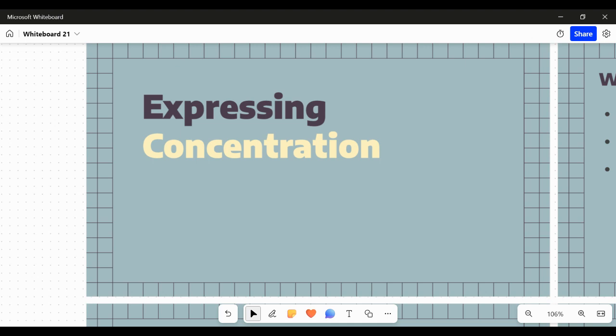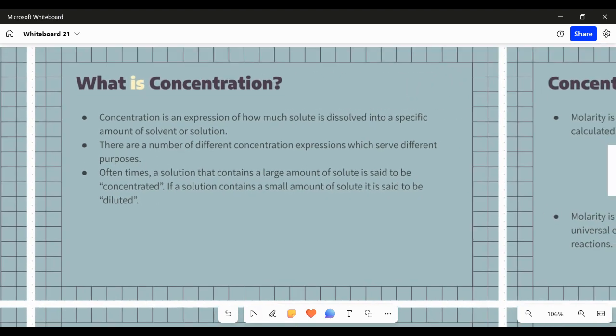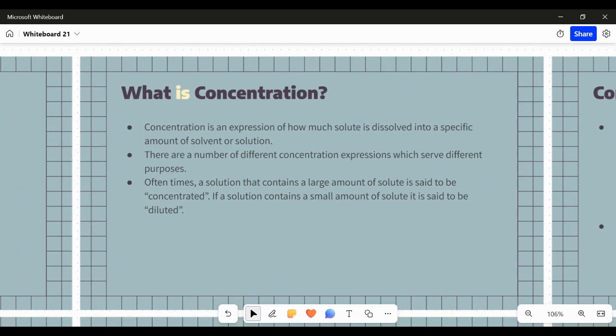Hey, everybody. Today we are going to be talking about concentration. What is concentration and how do we express it? So, let's start with what is concentration? Concentration is an expression of how much solute is dissolved into a specific amount of solution.